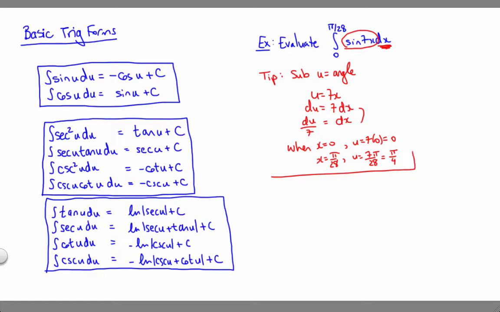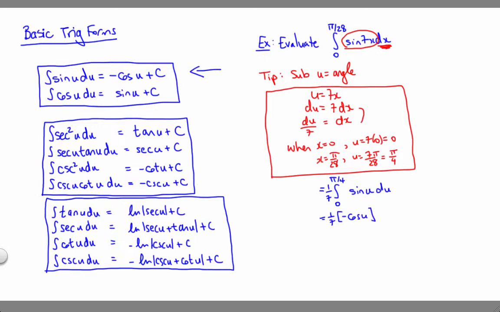Great, so now we're ready to rewrite our integral. So let's say the original integral is equal to the following. We'll be integrating from 0 to pi over 4, and what we're integrating, sine u, times the dx is going to be rewritten as du over 7. So let's put that 1/7 out in front. Great, so now this looks like a basic trig form. We can refer to our formulas over here. The integral of sine u is going to be negative cos u. So we've got 1/7 times negative cos u, and that's going to get evaluated at pi over 4 and then at 0.